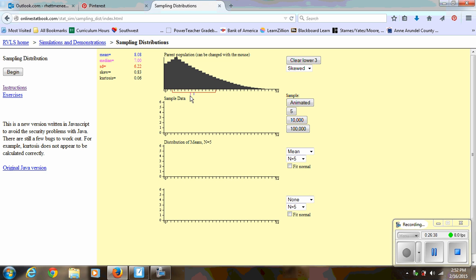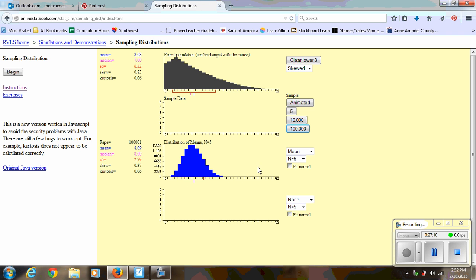I just want to point out right here, that little blue line right here is the mean. So that's where the true mean is. So if I take 100,000 samples of size 5, there we go. Notice that the mean of this distribution is very, very close to the mean of the population. Now, even though the population was skewed pretty significantly to the right, notice that my sampling distribution isn't quite skewed as much.